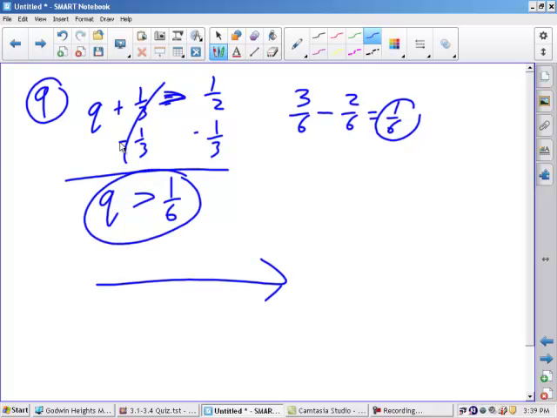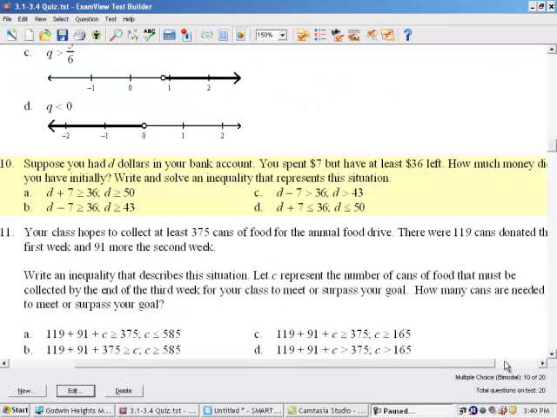How you graph it is you simply have 0, 1, 2, maybe put a negative in there. I then put an open circle just above 0, because that's about where 1/6 is, and I go to the right. If you look at number 10, it says, suppose you had D dollars in your bank account.